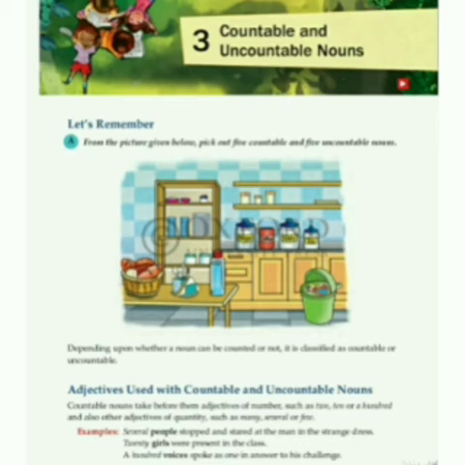Look at the second example, it's very easy. 20 girls were present in the class. Third one, 100 voices spoke as one in answer to his challenge. Here, the word voice is countable because it is clearly mentioned 100. If there is a number, then it's very easy for us to make out whether the word is used as countable or uncountable. Suppose if there is no number, I am simply saying that I heard a voice from there or I heard a lot of voice from there. That time it becomes uncountable. So the word voice can act both as countable and uncountable noun.